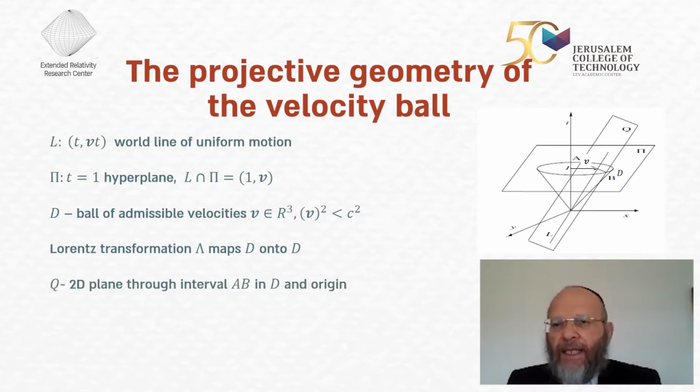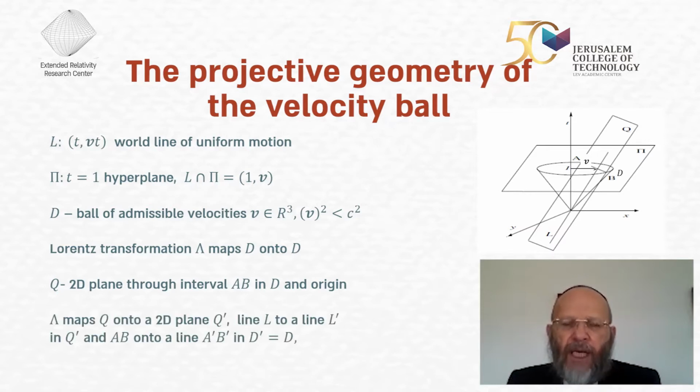Now, how do we get an interval AB in this ball? We do the following. We take some plane through this interval and the origin. This two-dimensional plane we call Q. This Q is a two-dimensional plane through the interval AB in D, which is in the velocity ball, and the origin.